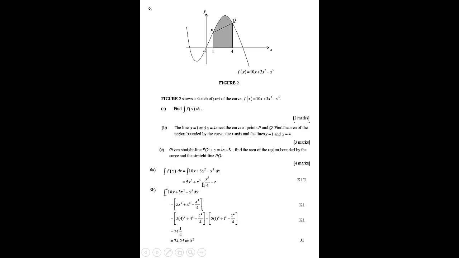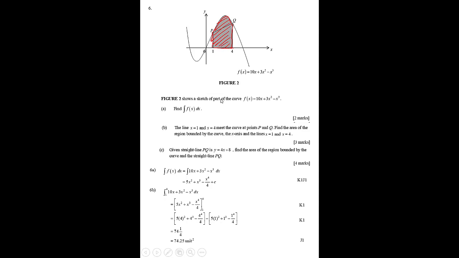For the second question, you need to find the area bounded by the curve. So the curve here is the curve for fx, and then bounded by the x-axis. So the x-axis, and then the lines x equal to 1 and x equal to 4. So this is the area you need to find.